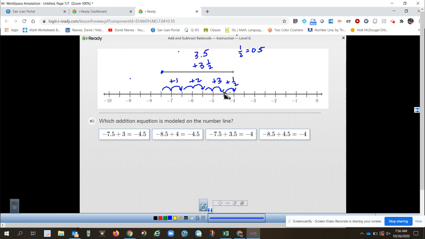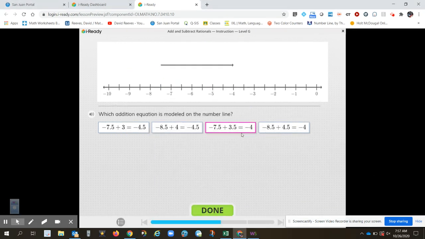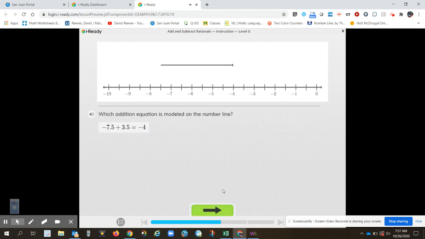All right, so where did we start? We started at -7.5, so it's either going to be this one or this one. And then how much did we go up? We went up 3.5, and where did we end up at? We ended up at -4. So this is the one that we're looking for right there. All right.